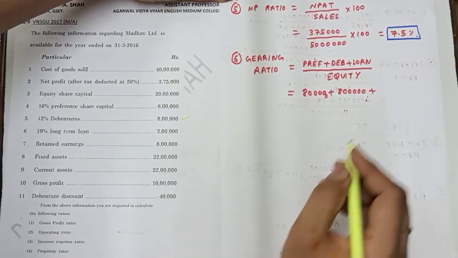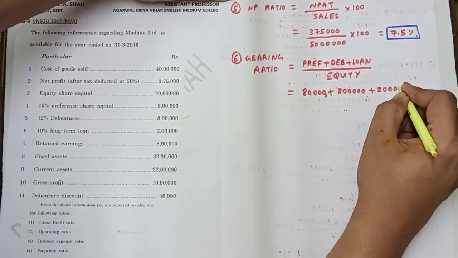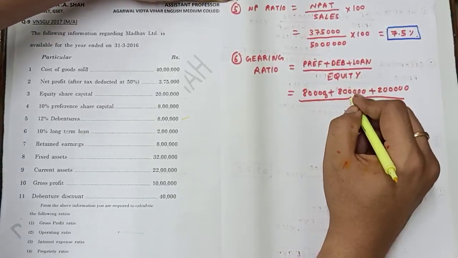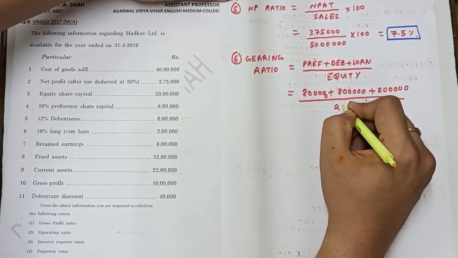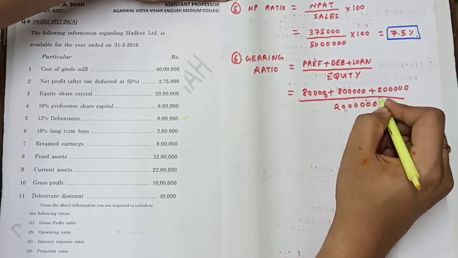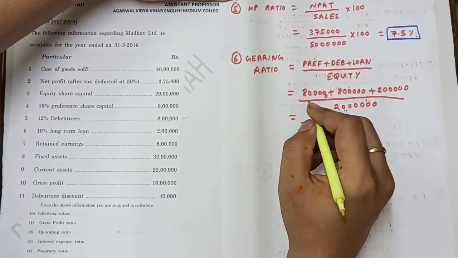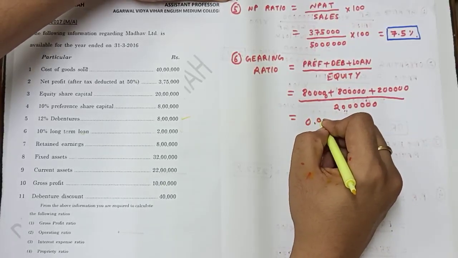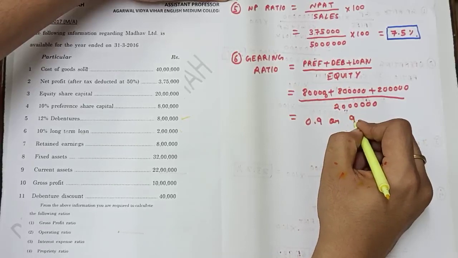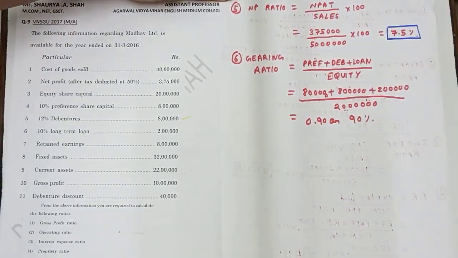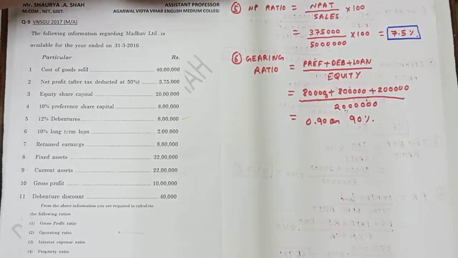That is your 10% long term loans, that is 2 lakh, divided by equity capital. Equity capital is how much, students? It is 20 lakh. So when I solve this, my answer comes to 0.9, or I can say 90%, right? Gearing ratio can be written in percentage also, can be written in points also. So if I multiply it by 100, my answer will become 90%.